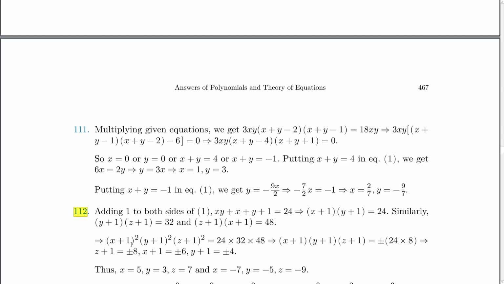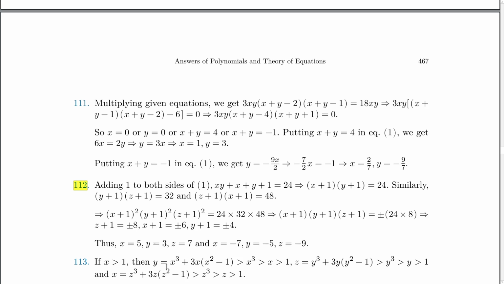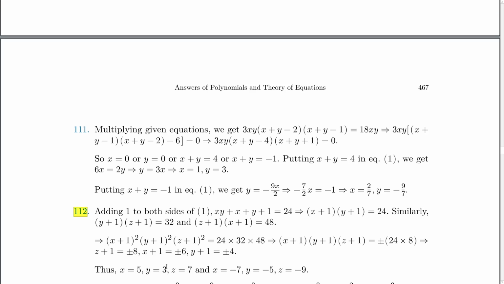Now once we have this, we have the possibilities that z + 1 = ±8, x + 1 = ±6, and y + 1 = ±4. So once you have this, you can divide from these three equations and figure this out. Once we have that, we have the possible values of x, y, and z, and that is the solution of the equations.